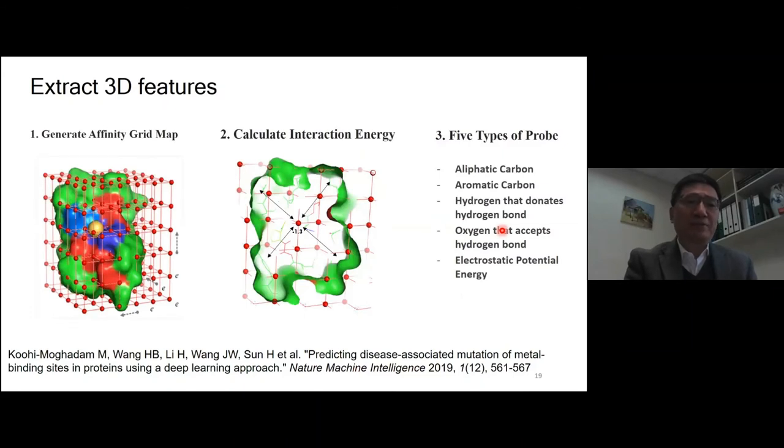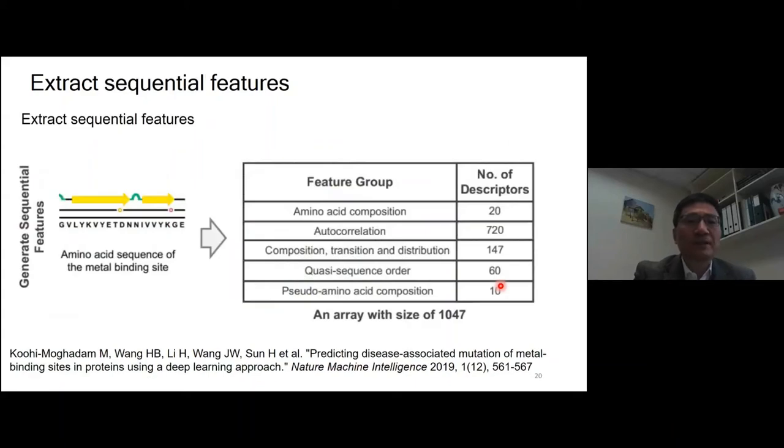So we generate this three-dimensional matrix first, for example, this is the affinity grid map. And then we calculate interaction energy. Based on that, of course, we divide it. We use five types of probes, aliphatic carbon, aromatic carbon, and certain interactions, for example, electrostatic potential energies and so on, and then we can calculate. So this is the sequential information of a particular binding site. For example, we use zinc because zinc is very important for all of us, from DNA replication to certain critical enzyme functions in the human body.